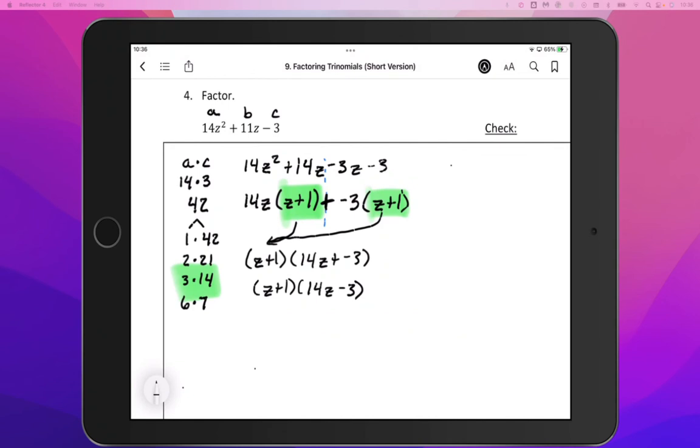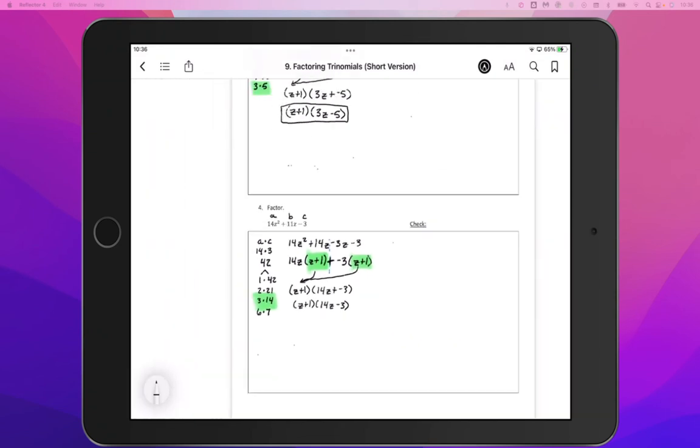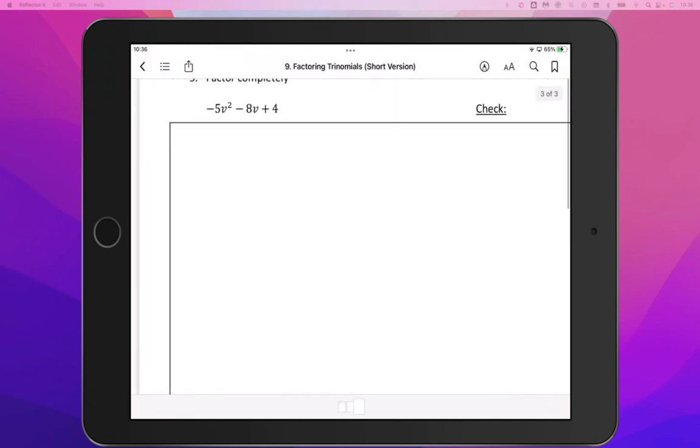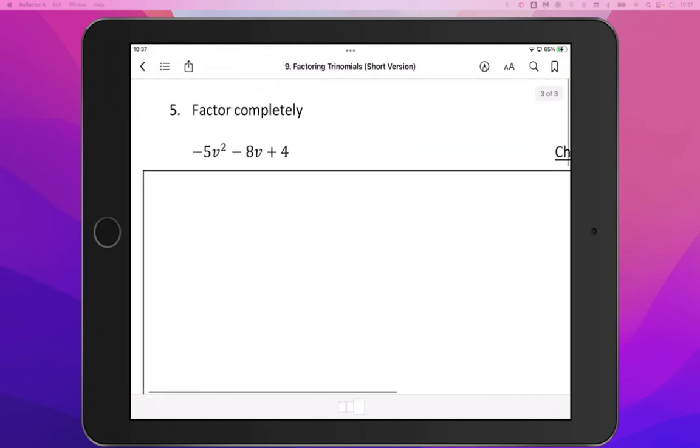Okay, that's it for number 4. Lots of factoring by grouping and wacky stuff going on today. We're on to number 5. Okay. So again, the AC method, here's our A term, here's our B term, here's our C term. A times C, we're going to have 5 times 4 makes 20.